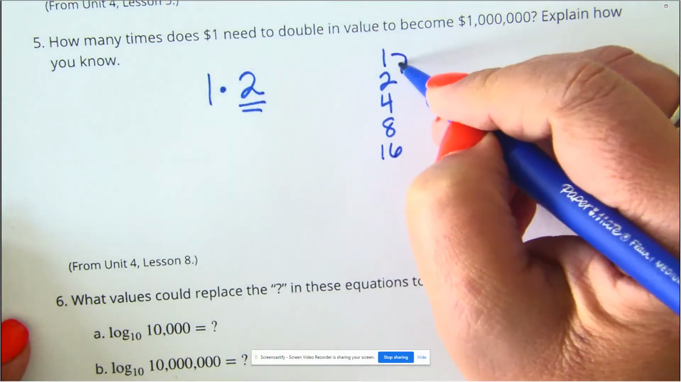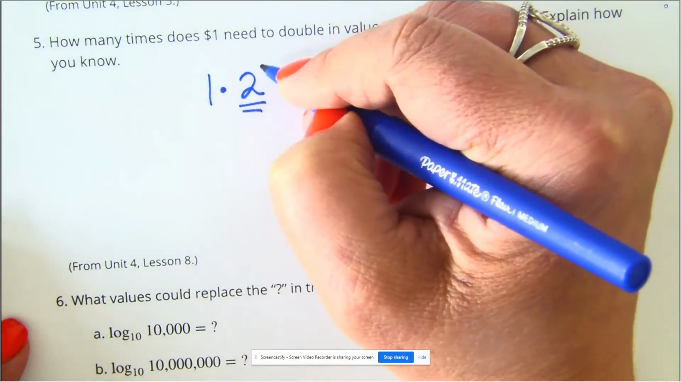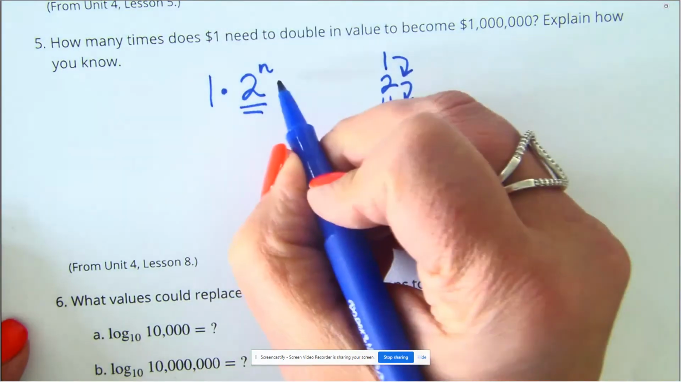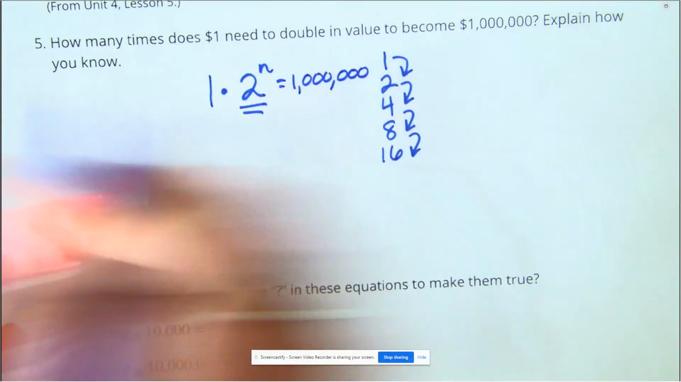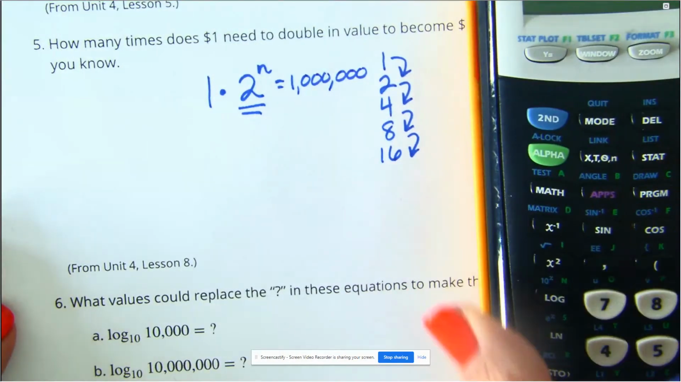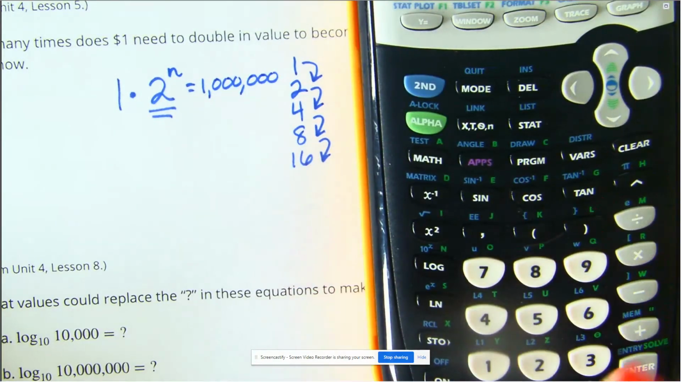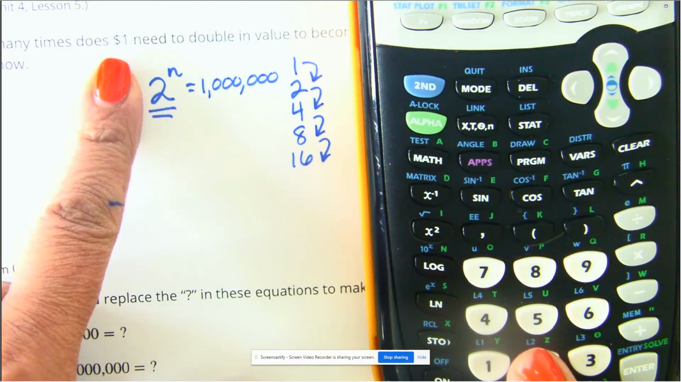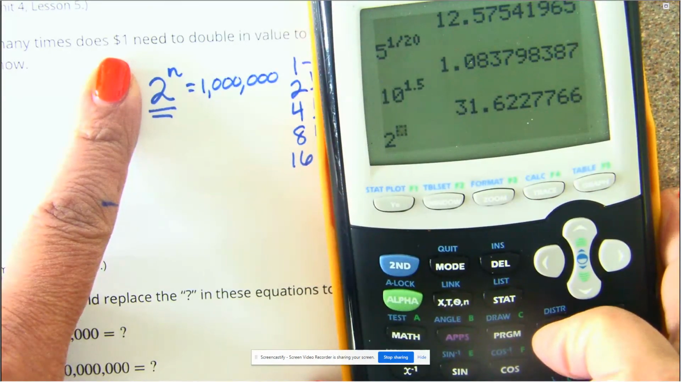Repeated multiplication of 2 is just powers of 2. Let's put an N there. How many times do I have to do this to reach $1 million? I'm just going to guess and check until I can find this, right? Or you could rewrite it as a log, right? And the 1 doesn't really matter. 2, how many times till I get to 1 million?